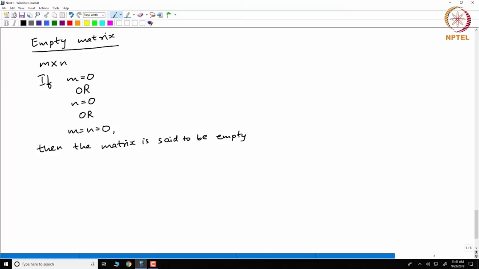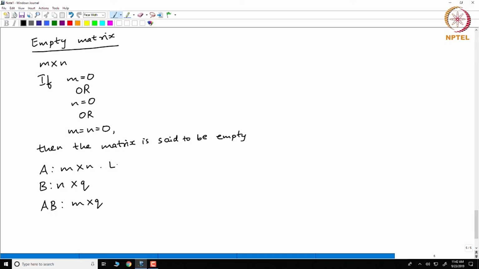Now, we know how to do matrix multiplication. Suppose I have a matrix A of size m cross n, and a matrix B of size P cross Q. Now, suppose P is equal to n, or B is as good as saying B is n cross Q. Then I can define the product AB. So, AB is of size m cross Q.